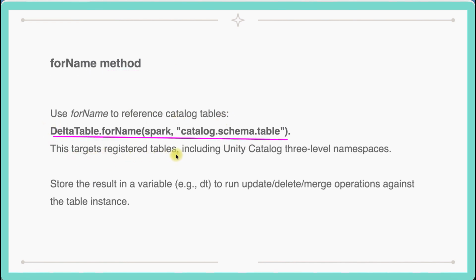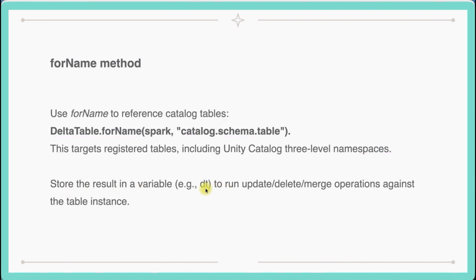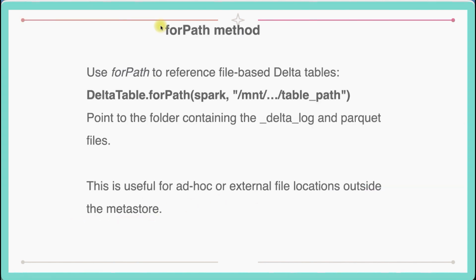And this targets a registered table, including the catalog three-level namespace, meaning catalog, database or schema, and table, and stores the result in a variable, for example dt, to run update, delete, and merge operations against the table instance. And the second method is called forPath.